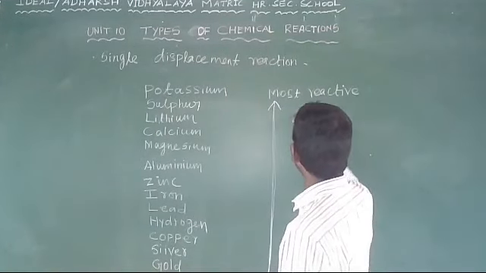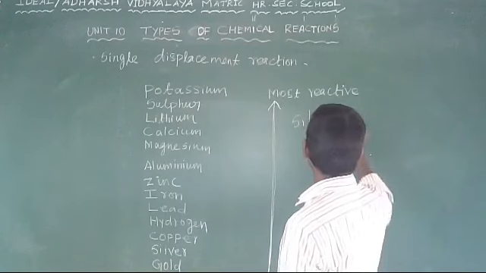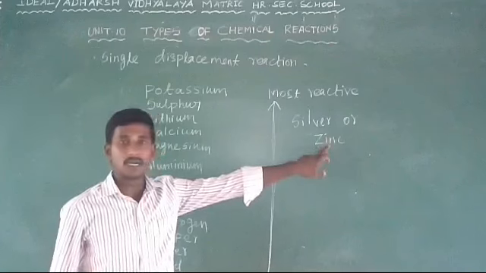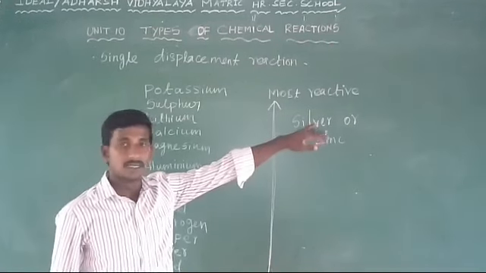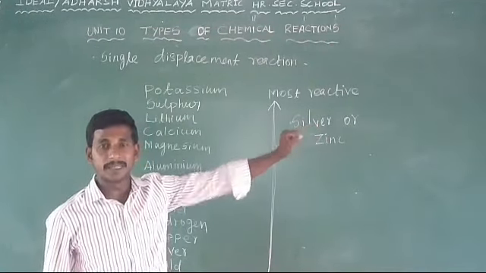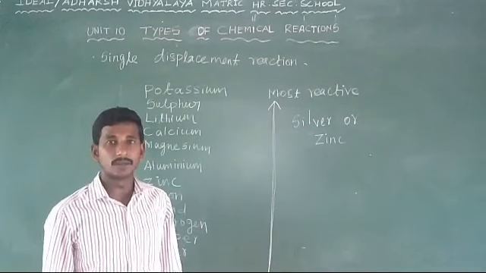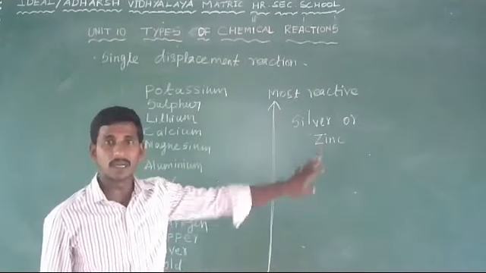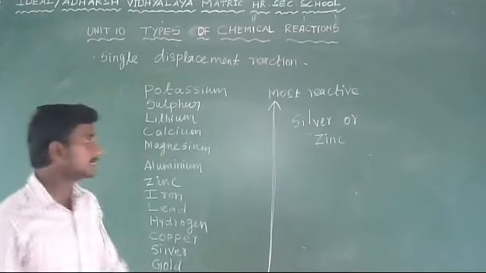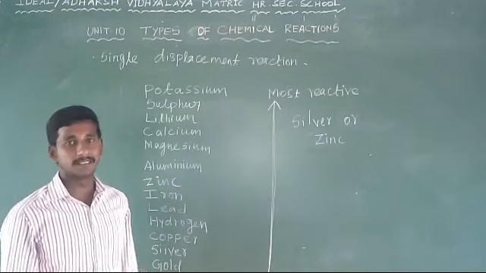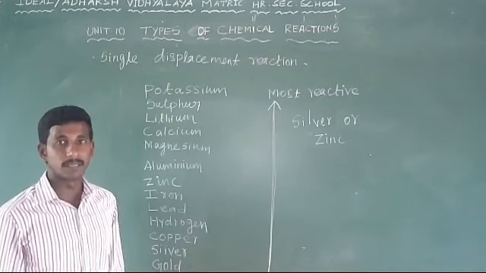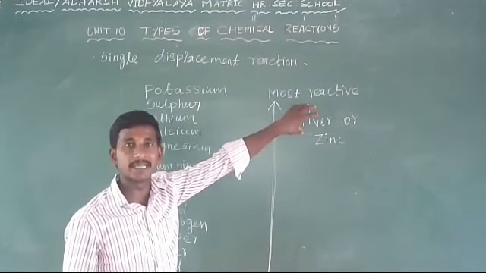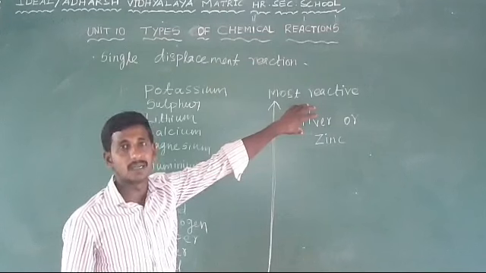Silver or zinc? Here, zinc is the correct answer. Zinc displaces hydrogen from hydrochloric acid, because silver is less reactive than hydrogen.